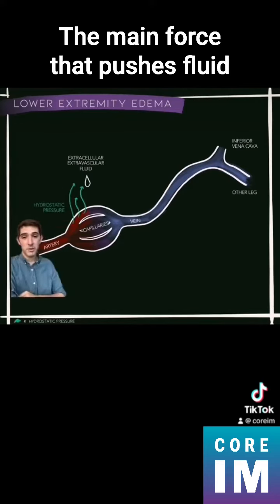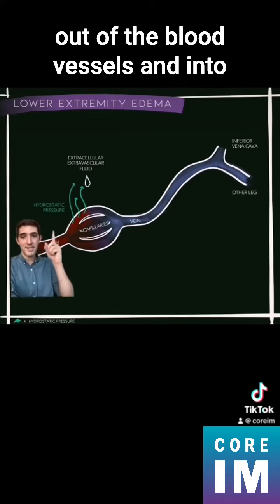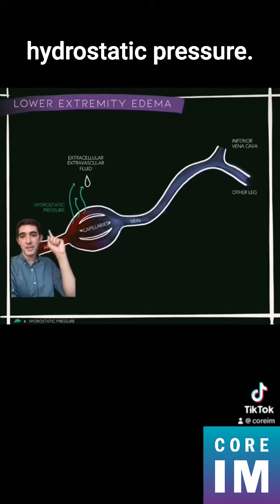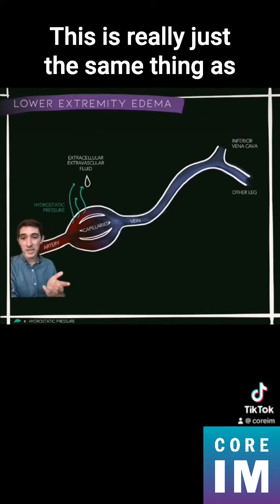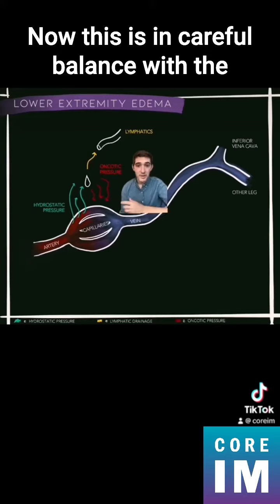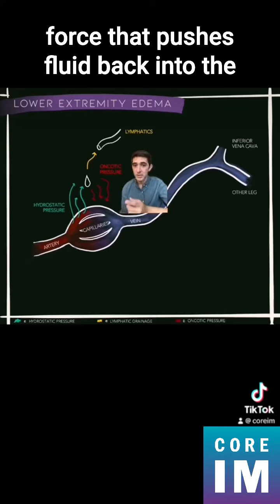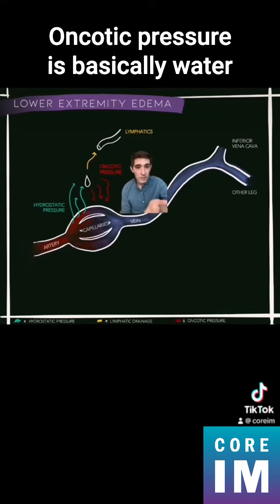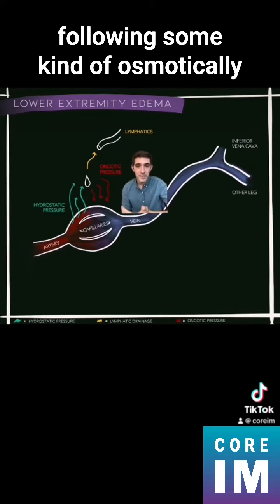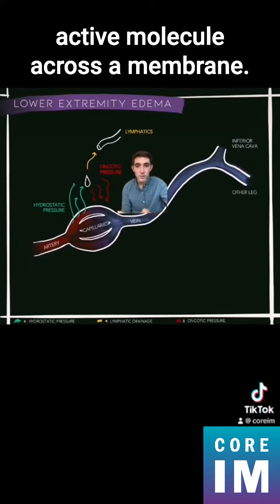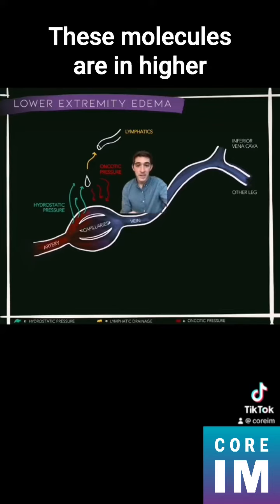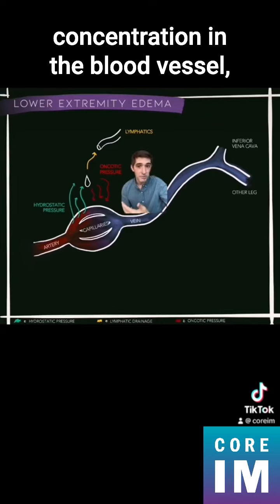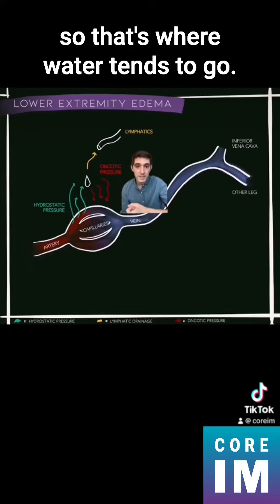The main force that pushes fluid out of the blood vessels and into the interstitial space is called hydrostatic pressure. And this is really just the same thing as your blood pressure. Now, this is in careful balance with the force that pushes fluid back into the blood vessels, oncotic pressure. Oncotic pressure is basically water following some kind of osmotically active molecule across a membrane. These molecules are in higher concentration in the blood vessel, so that's where water tends to go.